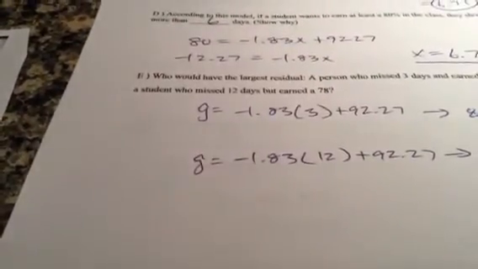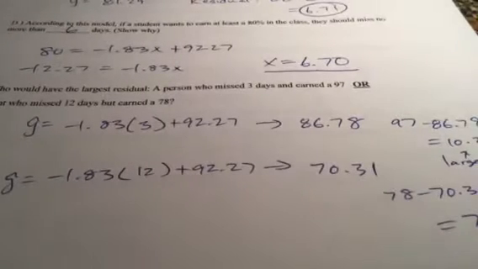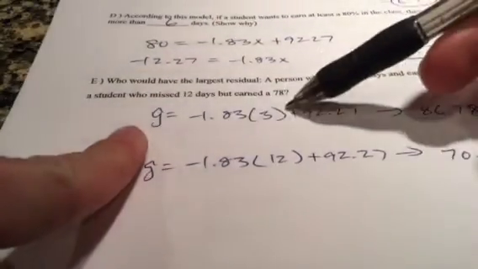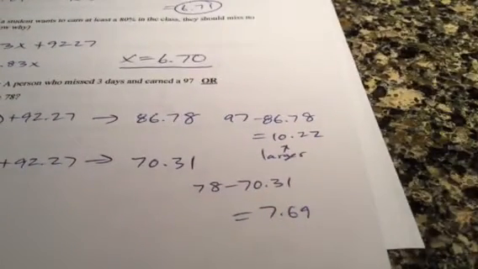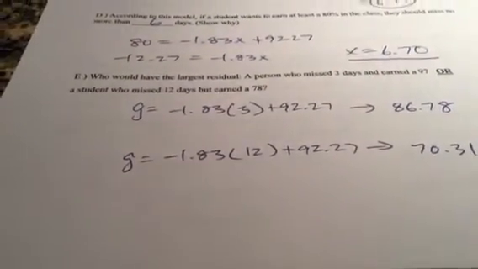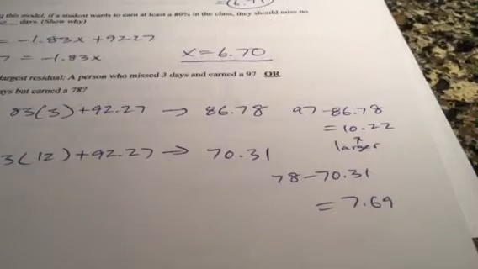Round that down always. Who would have the largest residual? A person with 3 days and a 90, 3 days missed and a 97, or a person who missed 12 days but earned a 78. For the person with the 97, plug 3 in for days missed. They should have earned an 86.78. So their actual minus their predicted, they overperformed by 10. Person that missed 12 days, plug 12 in for x. They should have gotten a 70.31. They overperformed by 7.69. Now what I mean by largest is the largest, you know, the one furthest from 0.